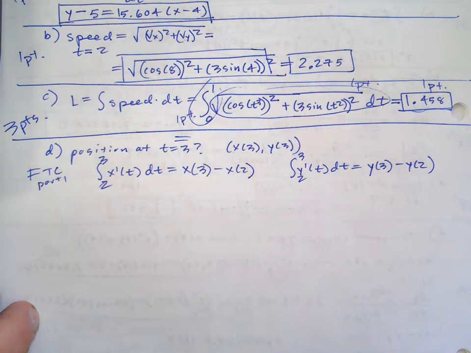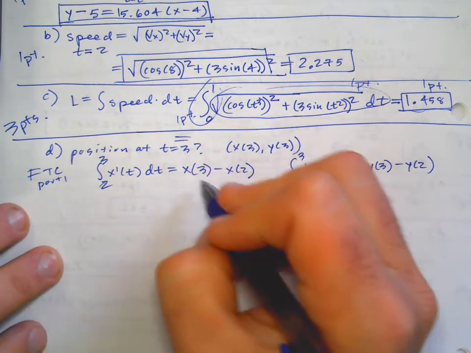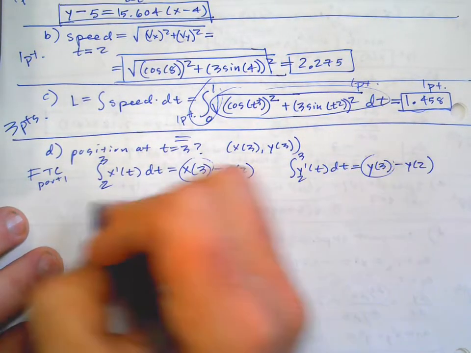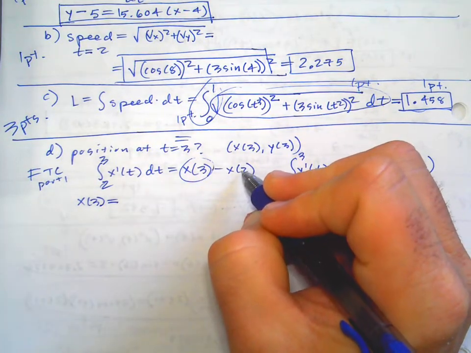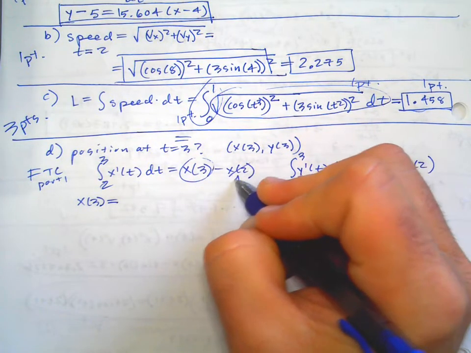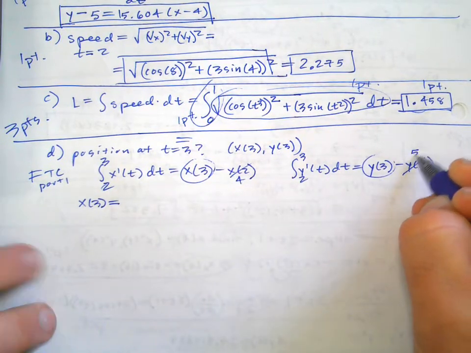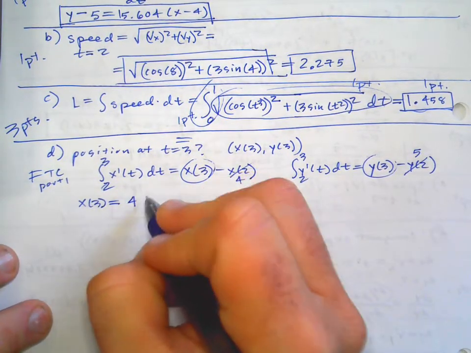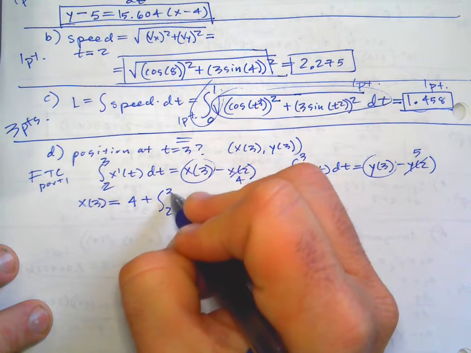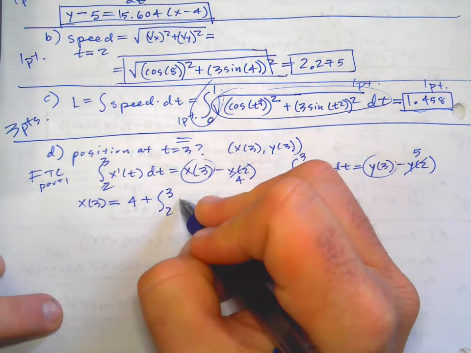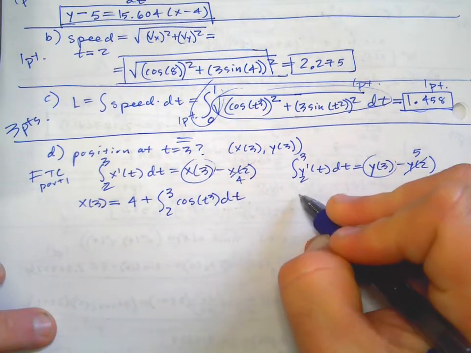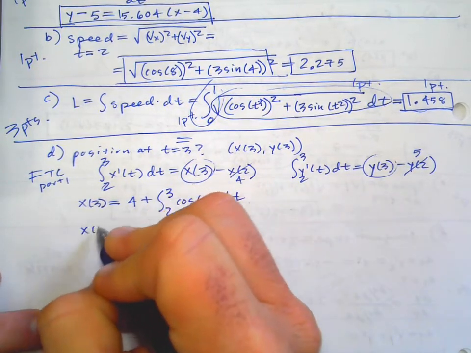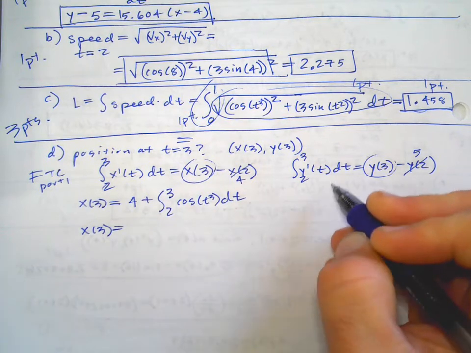So now we just got to keep showing the setup. We want this and this, right? So x3 equals x2, we know is 4, and y2 is 5. So that's going to be 4 plus the integral from 2 to 3 of cosine t cubed dt. And then we're just going to write the answer. Use our calculator.